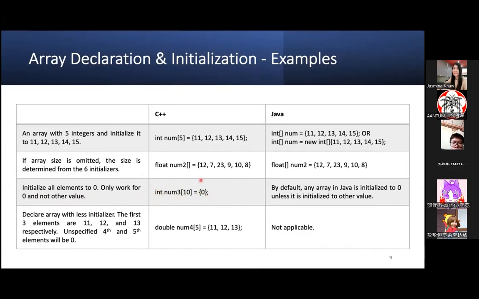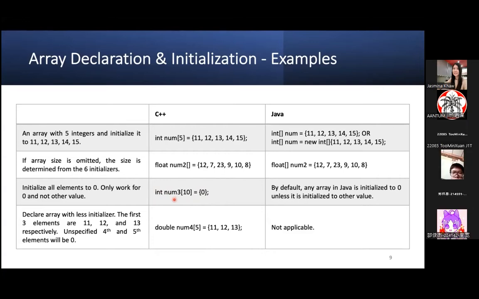And now we initialize all of the values to 0. So for index 0 in num3, it will be storing the value of 0. For index 1 in num3, also storing the value of 0. So the index number of an array always starts with 0. If we have the size of 10, it means that the last value will be index 9. So from index 0 until index 9, all values are 0. So this is initialization of the array to the value of 0.